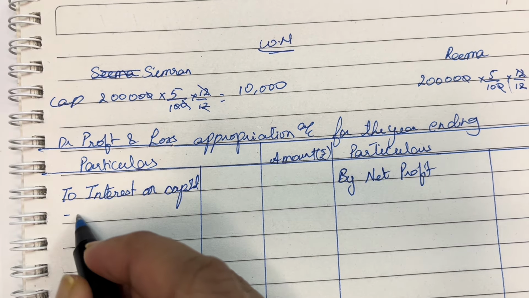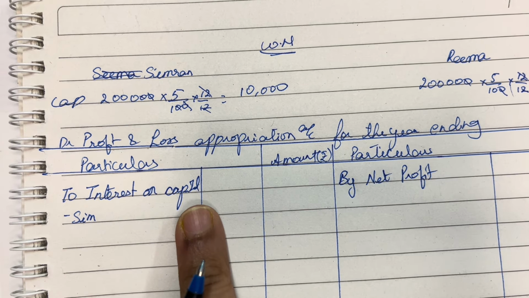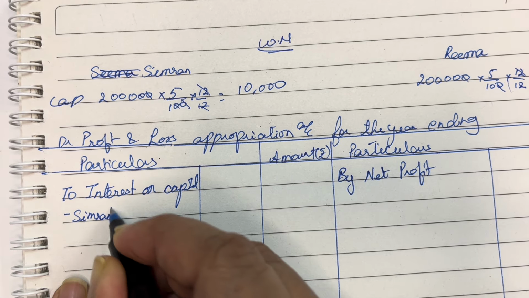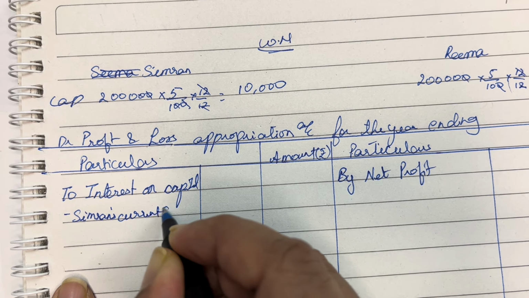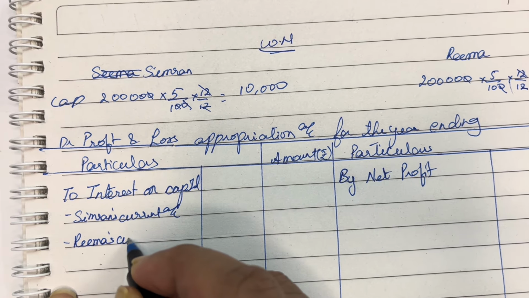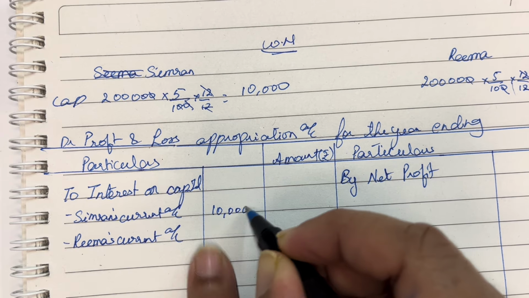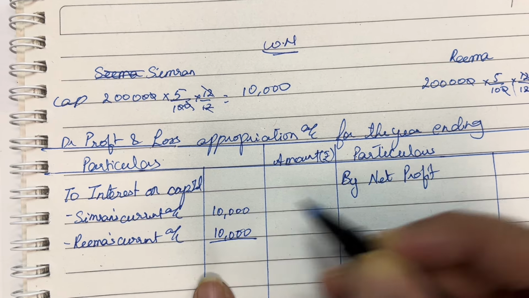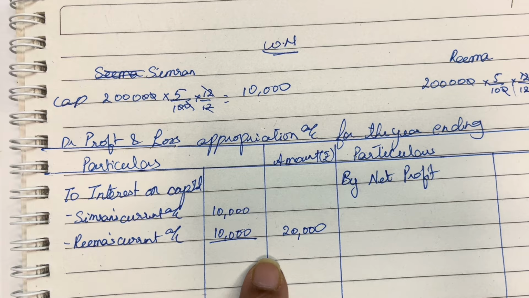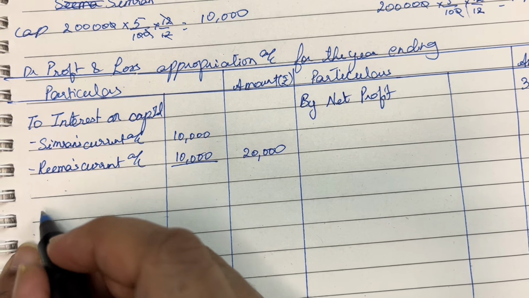Who are our two partners? First one is Simran. Now since the capitals are fixed, this interest on capital amount will go into the current account of the partners. Simran's current account and the other one is Reema's current account. Both of them get an interest on capital of 10,000 rupees. So total interest on capital is 20,000. After this, now there's no other entry. So let's close the account.